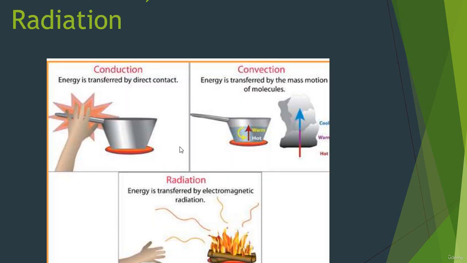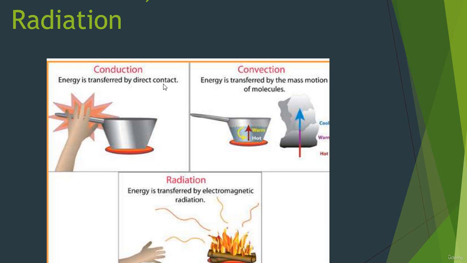So now we discuss the modes of heat transfer. There are three basic modes of heat transfer. First is conduction, second is convection, and third is radiation. First of all we discuss conduction heat transfer. In conduction heat transfer, energy is transferred by direct contact.